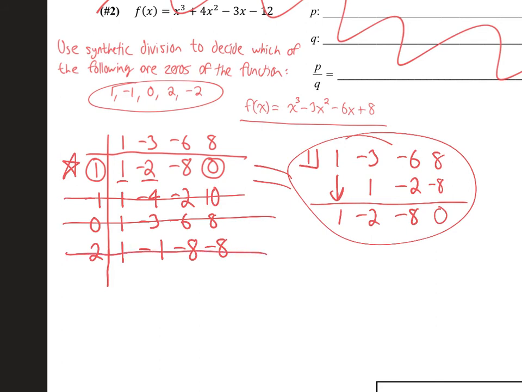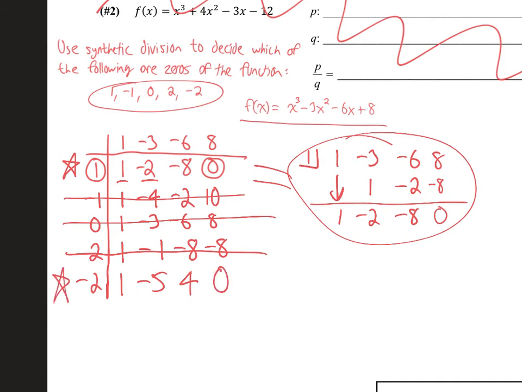The last one is negative 2. Let's see if this one works here. Okay, bring down the 1 again. Negative 2 times positive 1 is negative 2. Negative 3 plus negative 2 is negative 5. Negative 2 times negative 5 is 10. Negative 6 plus 10 is 4. Negative 2 times 4 is negative 8. 8 plus negative 8 is 0. So this one also does work.